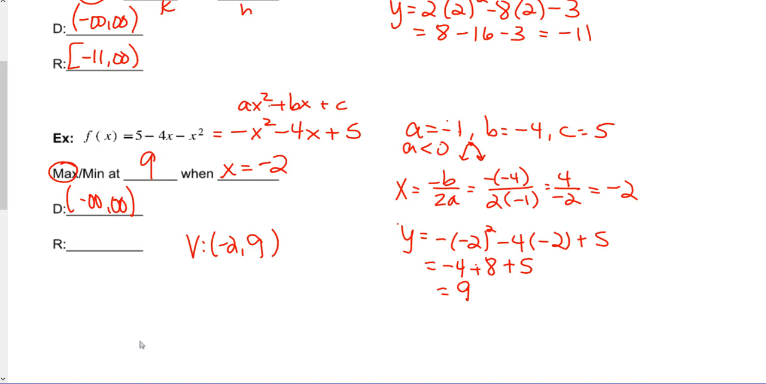The domain is here, and if I have a parabola that goes like this, that means that I'm coming up from -infinity, and I'm maxing out here when y equals 9. There's my vertex at -2, 9. So I have to go from -infinity to +9 as my range. Okay, so I know that's a little bit involved.